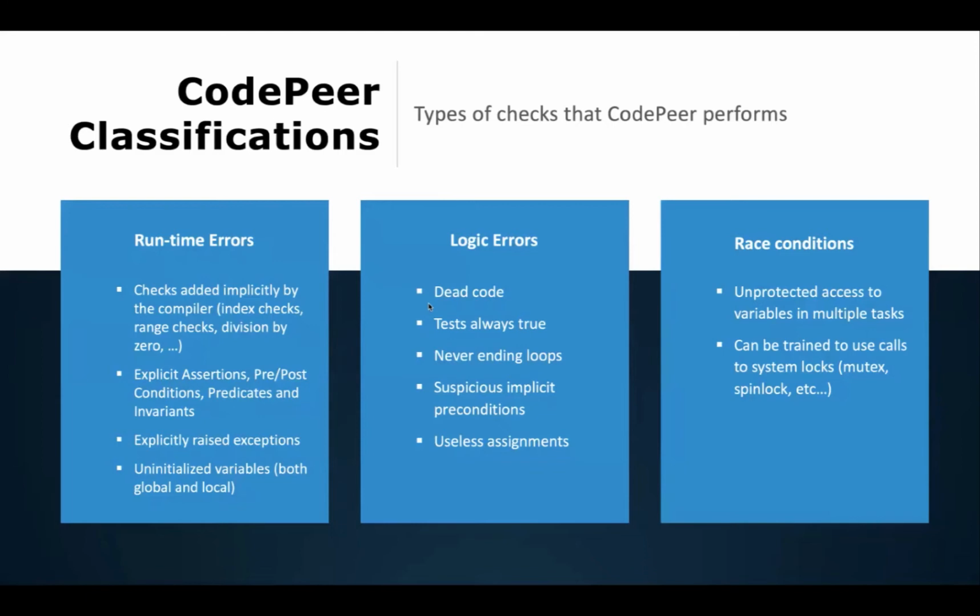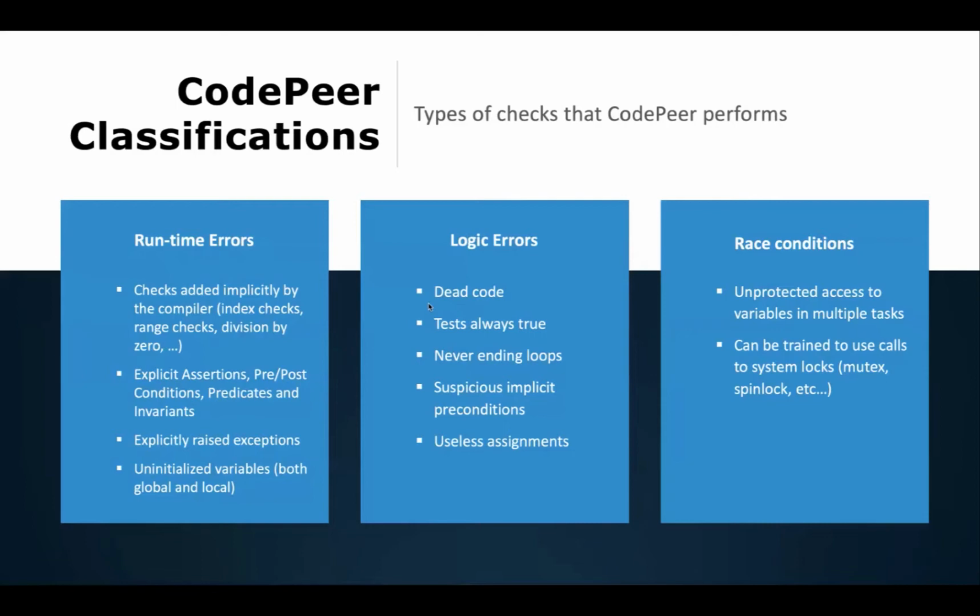The third type of thing that CodePeer is going to try to detect are potential race conditions. Now, race conditions are notoriously difficult to compute, especially statically. So when we compute race conditions with CodePeer, what we're really looking for is the usage of protected objects. So for instance, if you have two tasks that are accessing a specific global or a critical section, and that critical section is not within a protected object, CodePeer will flag that as a potential race condition.